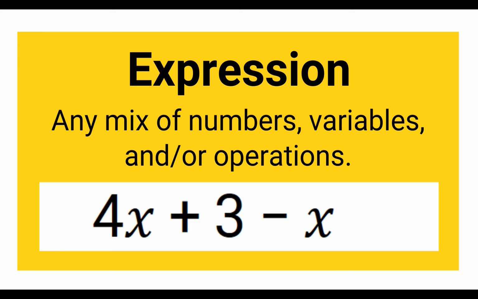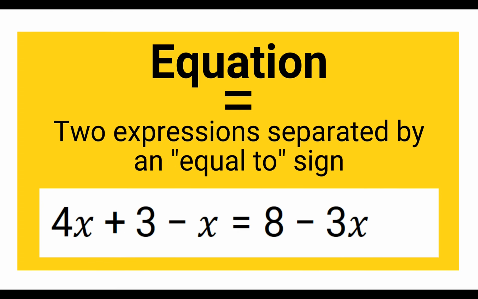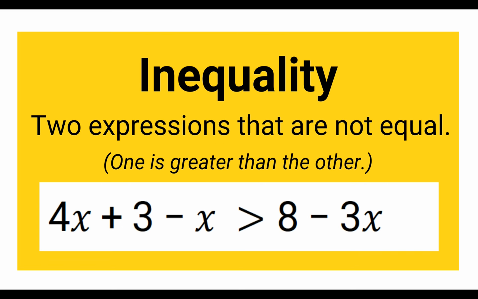Now, the first term we have is expression. This is any mix of numbers, variables, and/or operations. For example, 4x plus 3 minus x. An equation. This is two expressions separated by an equal to sign, which is the two lines, and then on either side we have expressions.